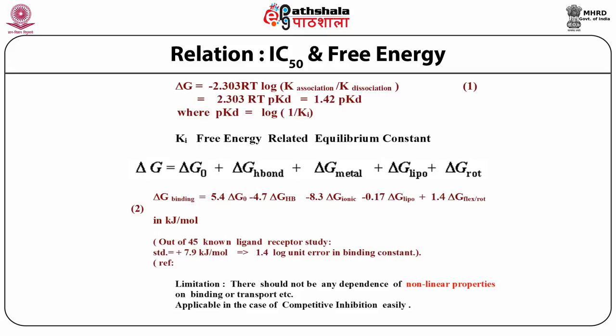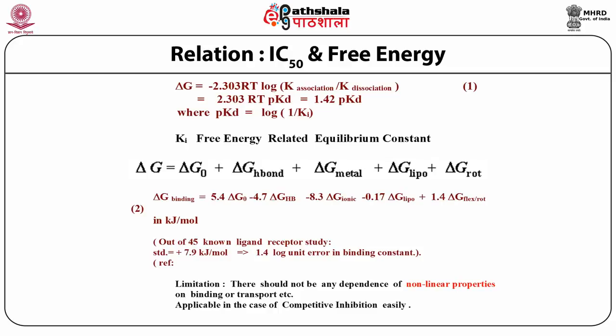I reconfirm to all of you how we derived the values which I showed earlier. Here is a simple explanation of what was done in-house, with 45 known ligand receptors. Out of them, we derived an equation like this, which is equation 2, where one can estimate the energy of every component and see whether it contributes positively or negatively. And delta G0 is the constant in the formula while fitting the equations with those coefficients. However, we have assumed that nonlinear properties are neglected.